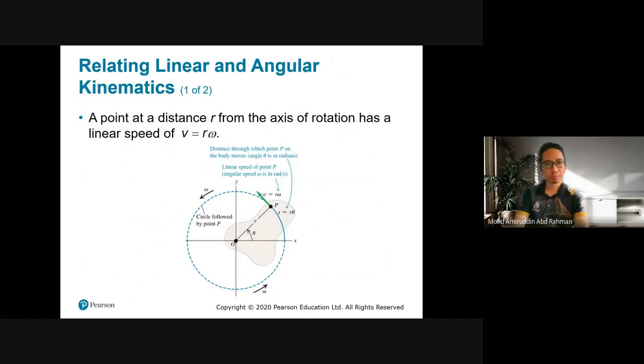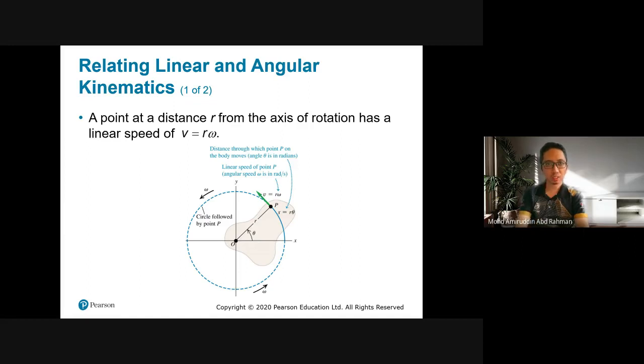Okay, so how do you want to relate the linear and angular kinematics? We have the linear motion as we learned in chapter 1 and chapter 2, and now we have the angular motion. A point at a distance r from the axis of rotation has a linear speed of v equals r omega.